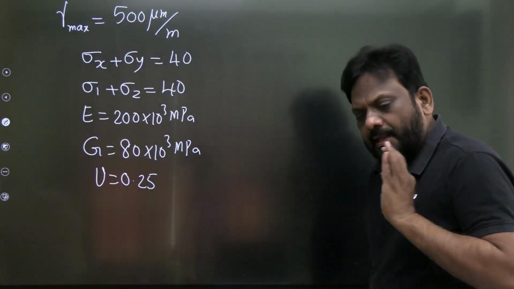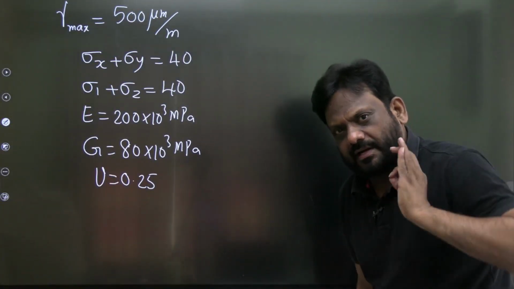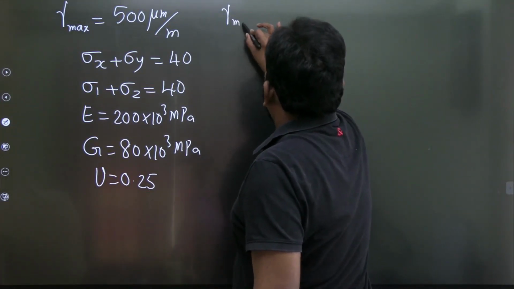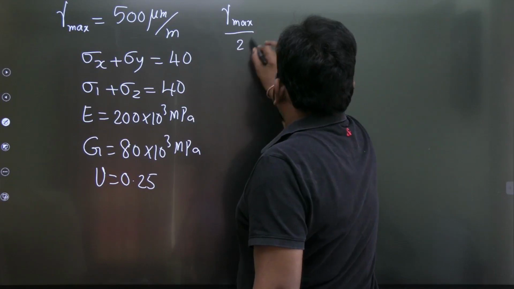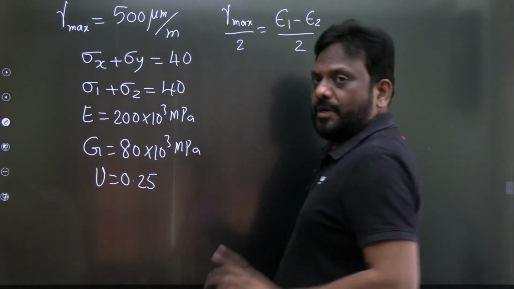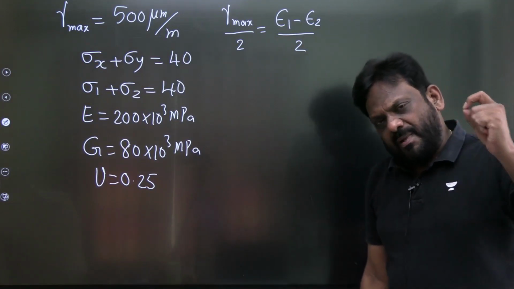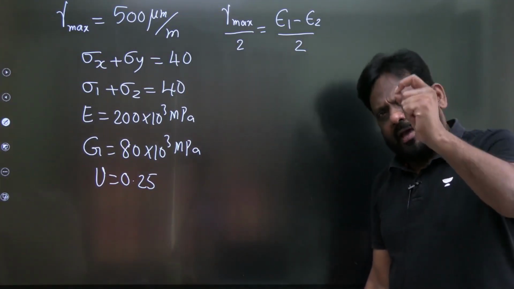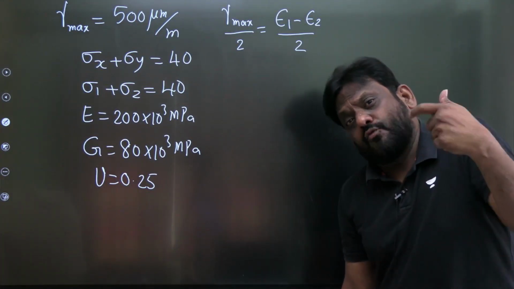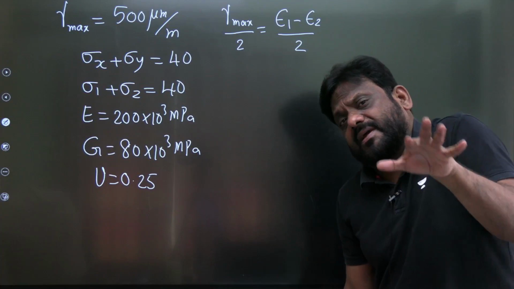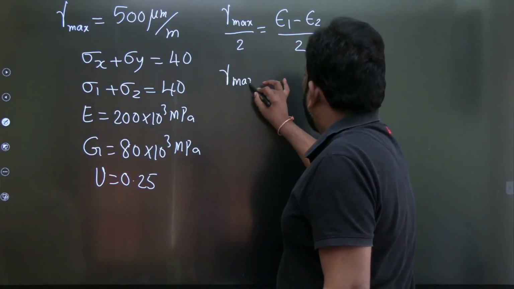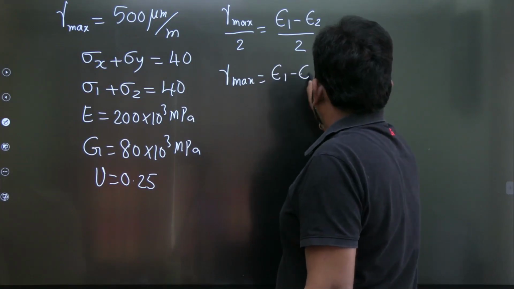Have a look at this. In strength of materials in our regular classes, I have derived one equation. Gamma maximum by 2 is equal to epsilon 1 minus epsilon 2 by 2. Hope you remember this. Similar to sigma 1 minus sigma 2 by 2 is equal to tau max. Similarly, I explained in class, replace tau max with gamma by 2. Why gamma by 2? All this I had explained in my class in a neat manner. So therefore, gamma max can be written as epsilon 1 minus epsilon 2.